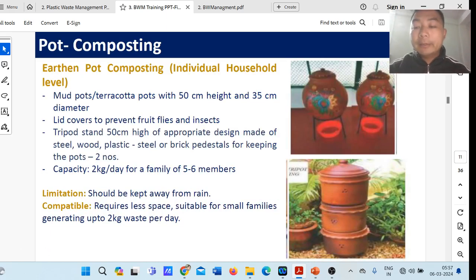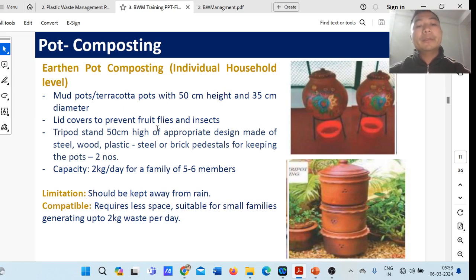This is something you can even start at your home, at your hostel, or in your garden. You can purchase a pot like this, even earthen pots, at the individual household level, or you can even start with biodegradable ones. In your garden, you can even start. So this is a mud pot with 50 centimeter height and 35 width, but it can vary with the amount of waste that you can put in. This is just an approximation.